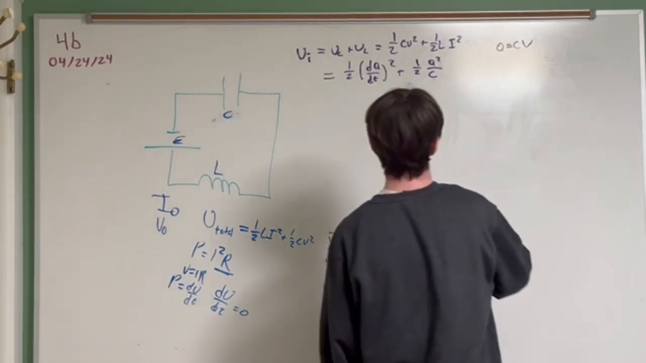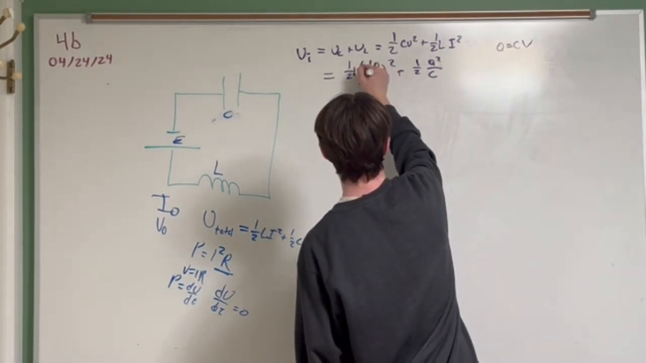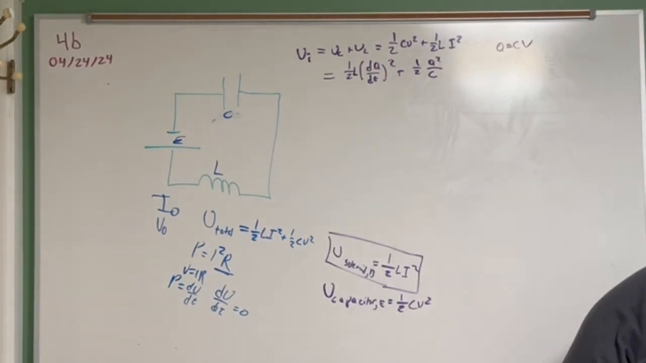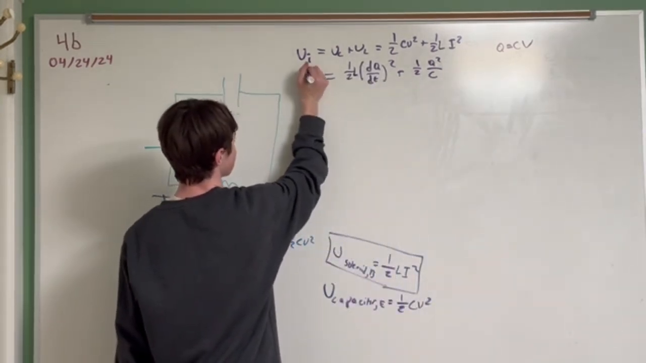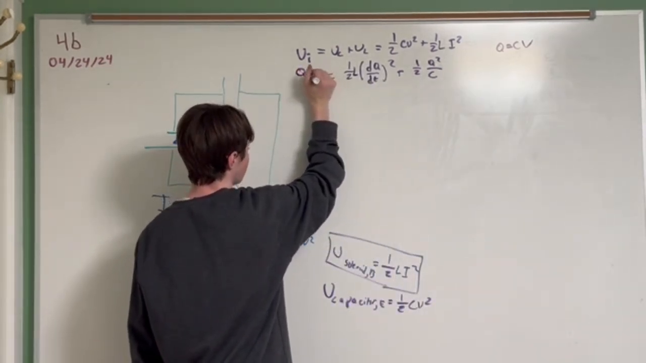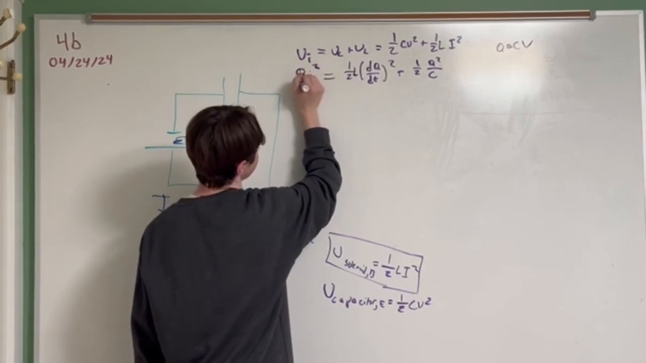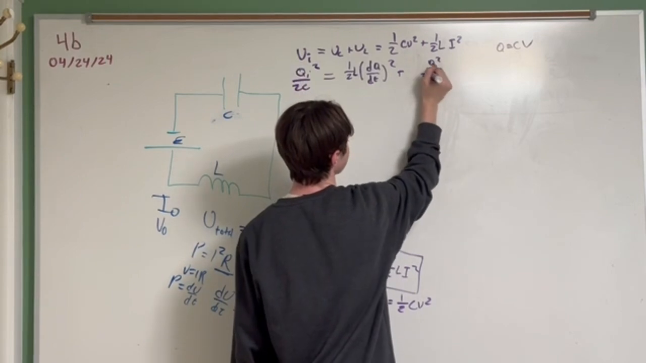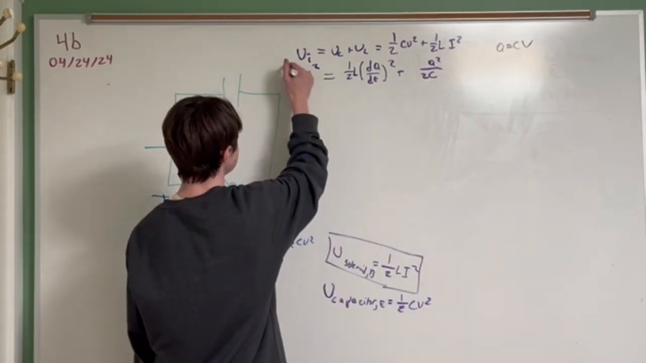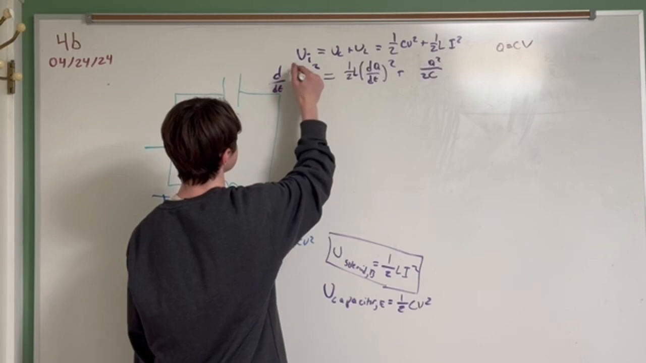Sorry, I forgot my L. Yeah, right here. And that's all going to be equal to, since we said that the energy all stays in the capacitor at the beginning, qi squared over 2C. Then we take the derivative d/dt of all this.